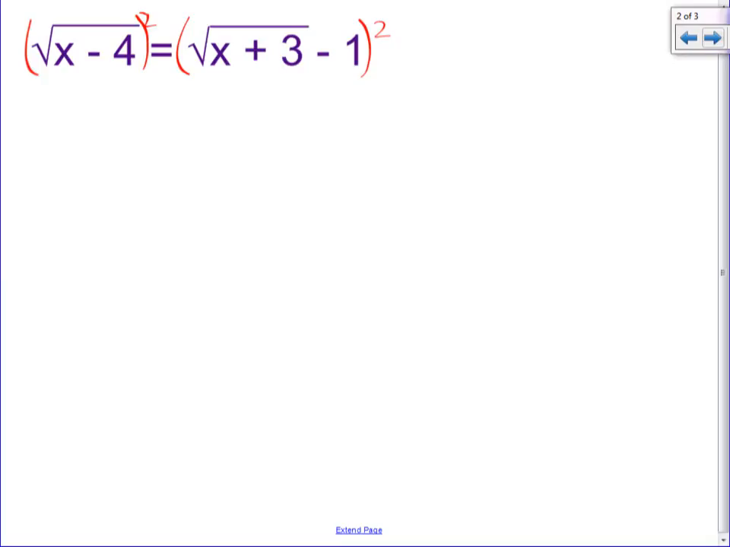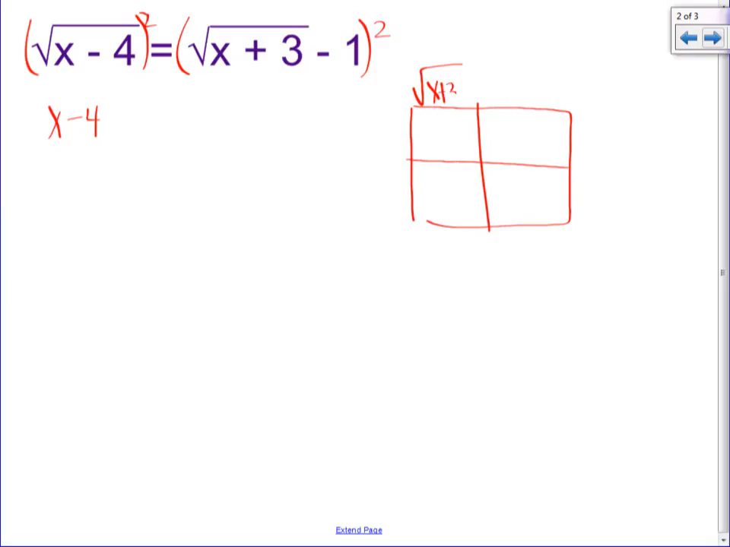Okay, do we have to window on the left? I'm saying yes and no. No, we do not. If the whole root is over that entire quantity right there, the square and the square root will just cancel out, and we've got x minus 4. The next one over here on the right, we do have to window because there's a root and then there's a plus or a minus another object. So if we do this, we've got root x plus 3 minus 1, root x plus 3 minus 1.